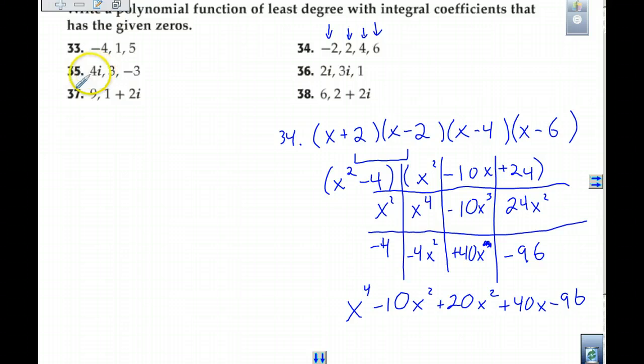So on these, you need a little bit more information. If they say 4i, you have to know that there's another root there, negative 4i. So this is really a 4th degree polynomial. They're just giving you the most basic information you need. If I put 4i, you better know that these only come in pairs, so you have to know that negative 4i is also a root.